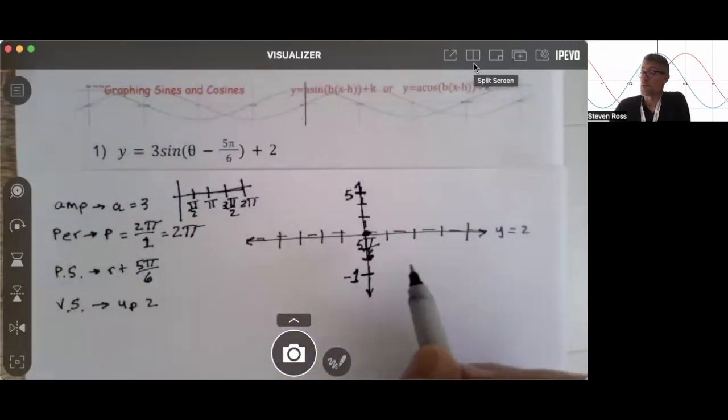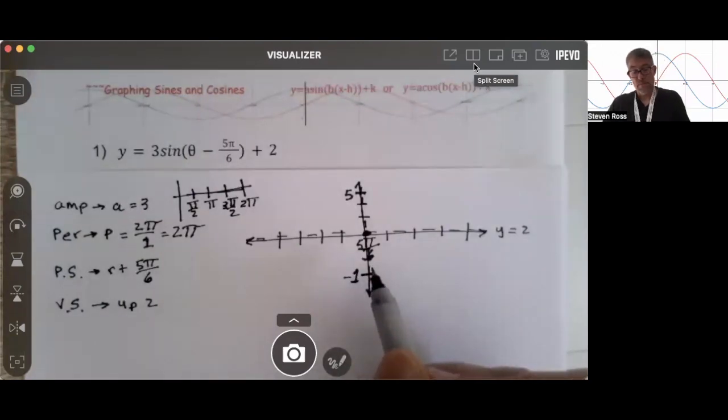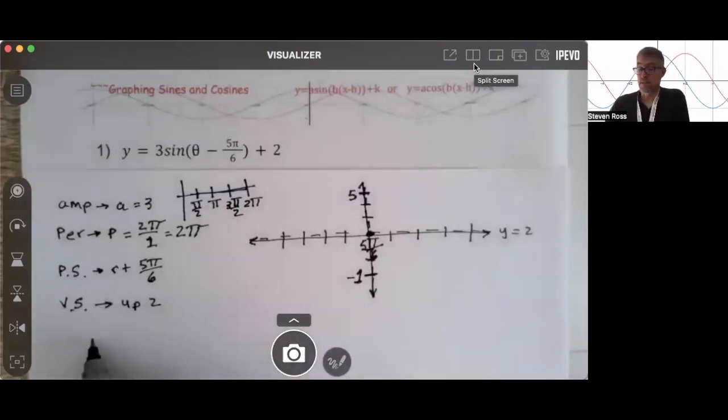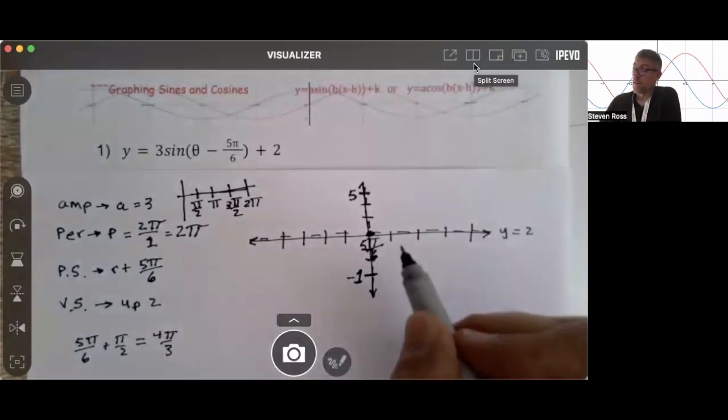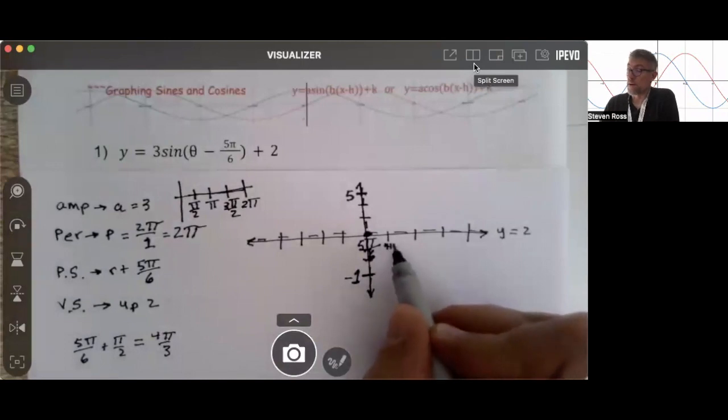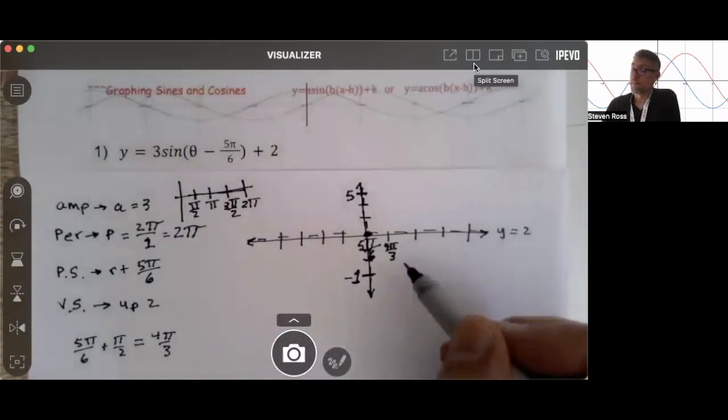However, this one is not starting at 0, but is starting at a positive 5 pi over 6. So what I'm going to do instead is start at 5 pi over 6 and just continually add a pi over 2 to that. 5 pi over 6 plus pi over 2 is going to be equal to 4 pi over 3. So this is going to be 4 pi over 3.